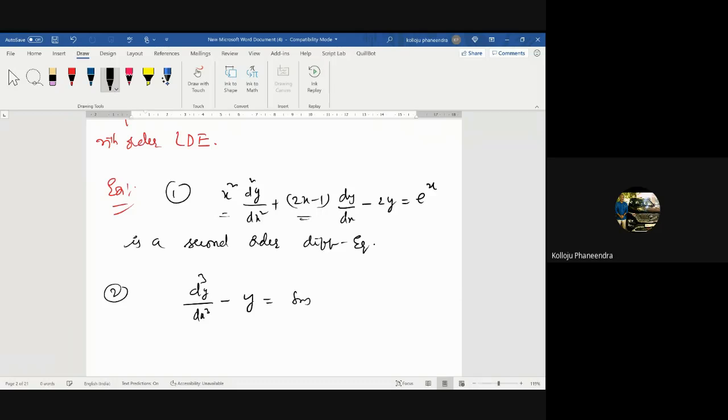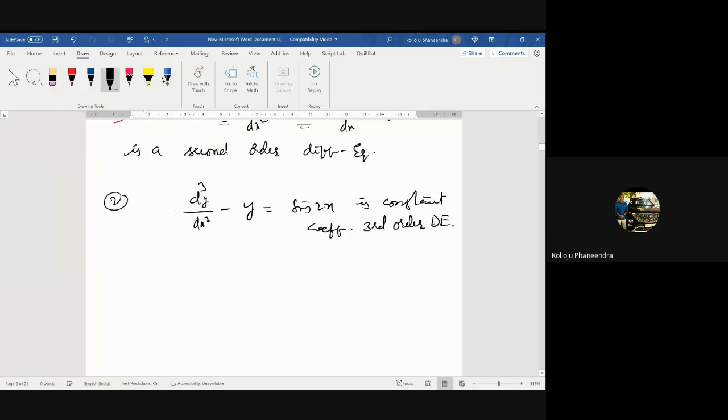equal to sine 2x. Yes, what are its coefficients? The third derivative coefficient is 1, the y coefficient is 1, which are constants. So this is a constant coefficient, third order differential equation.